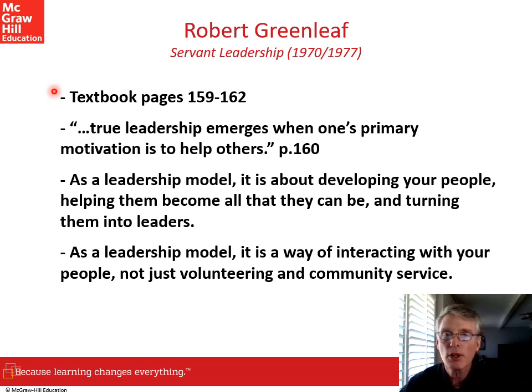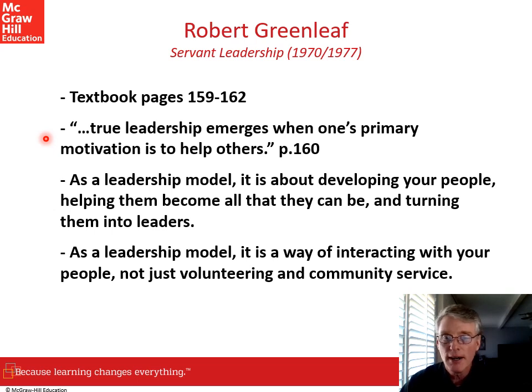So this is Robert Greenleaf. Again, his first article came out in 70. The book came out in 77. This is mentioned earlier in the book. We passed over it in those opening chapters. So go back and take a look. It's in our textbook, pages 159 to 162. But what Greenleaf said is that true leadership is not about using others to elevate yourself. True leadership is about helping elevate others.